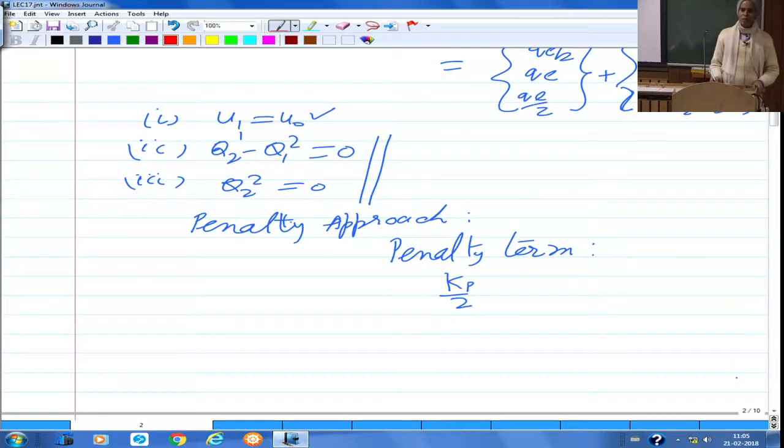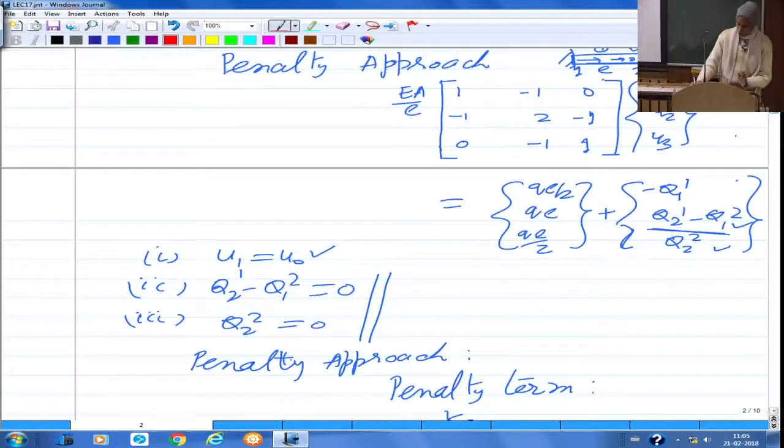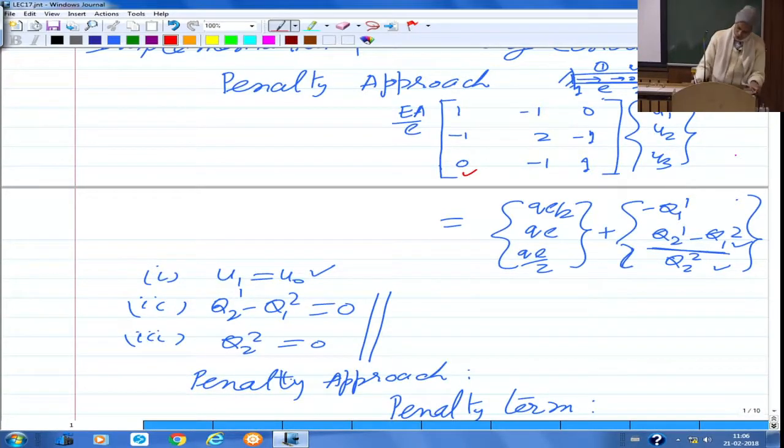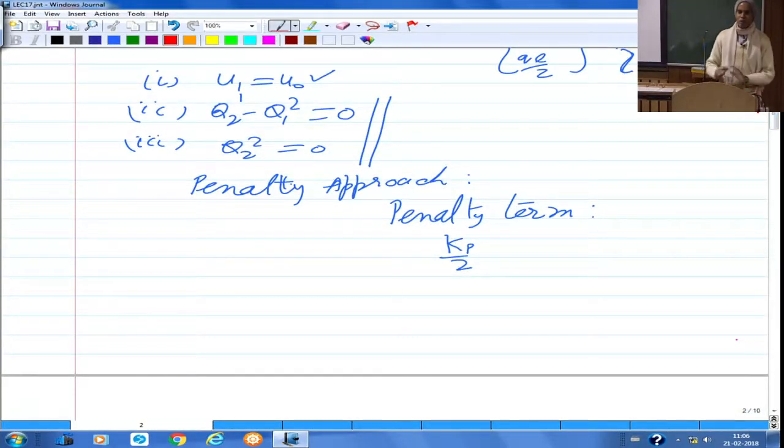Now we want to implement this boundary condition, that u1 is equal to u naught, in the set of equations. In the direct substitution approach, you put u1 equal to u naught, then consider the second and third equations. Whatever you get, minus EA by L into u naught in the second equation, you take to the right hand side. In the third equation this term is 0, so it won't contribute, but depending on the problem you will take care of that and then solve for u2 and u3. But here, rather than eliminating any of these equations, you consider all three equations, but now this condition has to be incorporated.